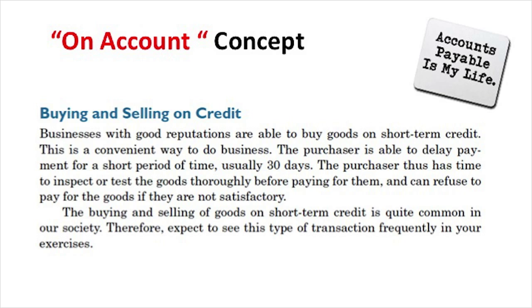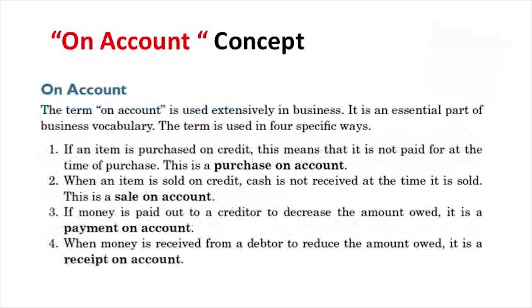The on-account concept: buying and selling on credit. Most companies, to stay competitive, sell to customers on account, or sell on credit. And companies also buy on account, or buy on credit. This means that goods sold would be paid for later, and accounts receivable is recorded instead of immediate cash. A business will normally give a customer 30 days from the receipt of goods to pay for the amount invoiced. This is the on-account concept.